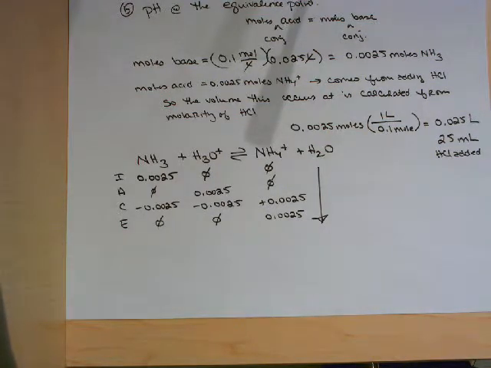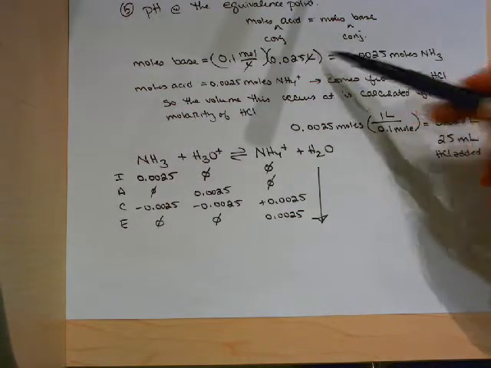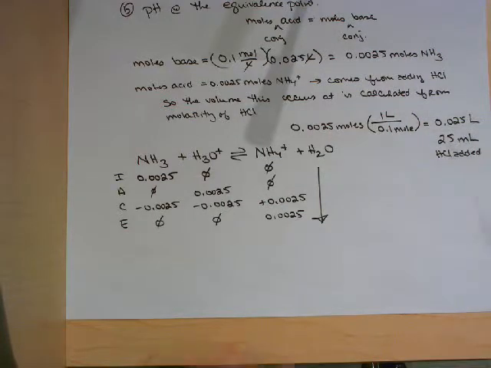So what's the total volume in my flask at this point? 50 milliliters, right? I had 25 to begin with. I know I need to add 25 more.